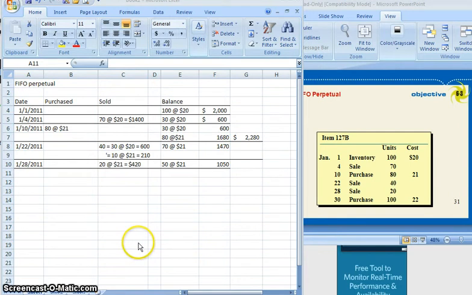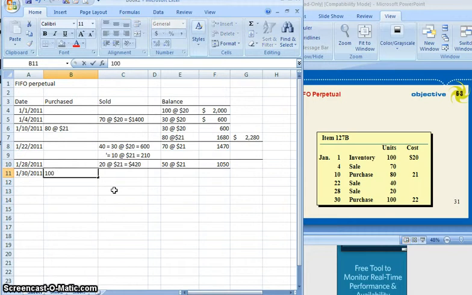Okay, picking up right where we left off. So here we are, January 28th. We just sold those 20 items here, and now it's January 30th, 2011, and we're going to buy some more inventory. We're going to buy another 100 units at $22.